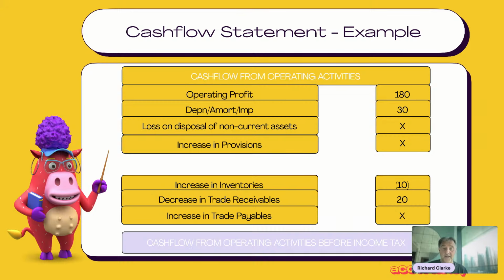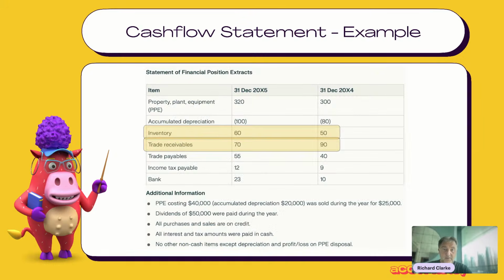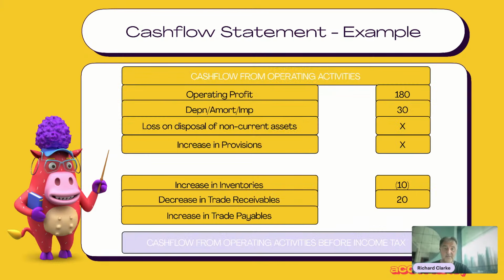Another way of thinking about it is trade receivables are people who haven't paid you money. So if they've got smaller, that means they have paid you money. Hence, it's a positive 20. Up to you how you remember. Now we look for payables. Payables has gone from 40 to 55, an increase in 15. So you think, right, I'll put an increase in trade payables of 15.